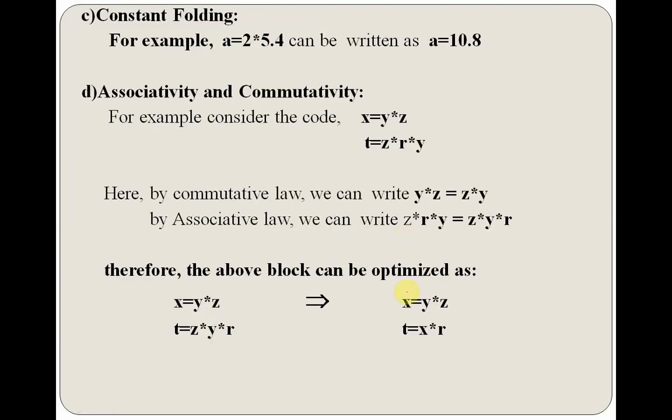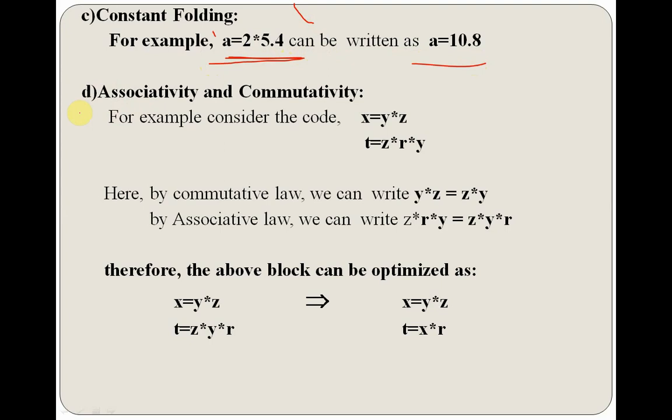See, constant folding. Constant calculation is usually done at runtime. If we do it at compile time, then we can save time during execution. So this is called constant folding. So a equal to 2 into 5.4 is actually a statement in the 3 address code. Suppose it can be simplified by simply writing the result of that expression. I am able to simplify.